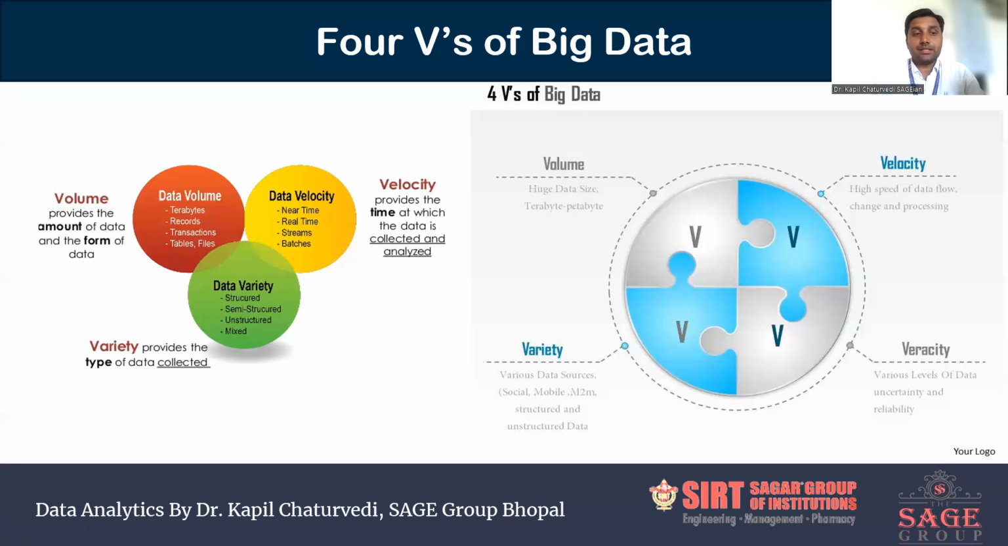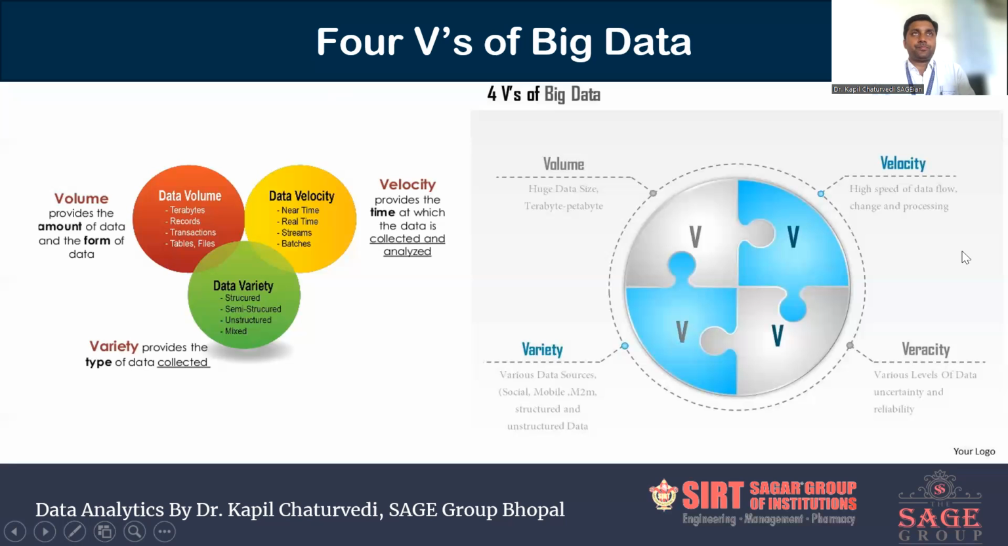And the second one is variety. Variety means the data should be collected from heterogeneous sources. If the data is collected from a single source, then we cannot say that data is big data. So data will always be collected from a variety of sources. Here, various data sources include social media, mobile, machine to machine, structured and unstructured data. So data should be of variety, not of a single kind.